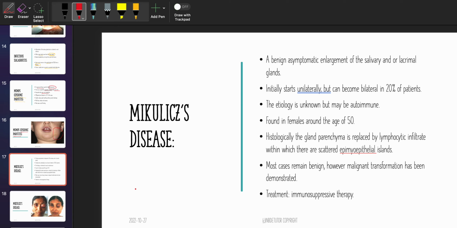The cause is basically unknown, but according to the books it could be autoimmune. Initially, it starts unilaterally, but can become bilateral in 20% of the patients. It is more commonly found in females, at around 50 years of age. Now, this is a point I normally add in the slides about the histological point of view. Histologically, you will see the gland parenchyma is replaced by lymphocytic infiltrate.